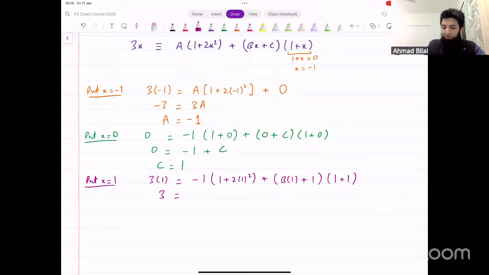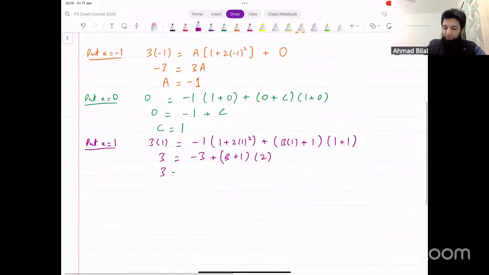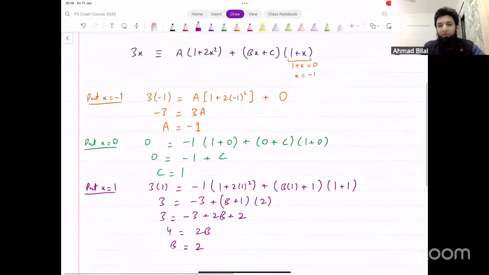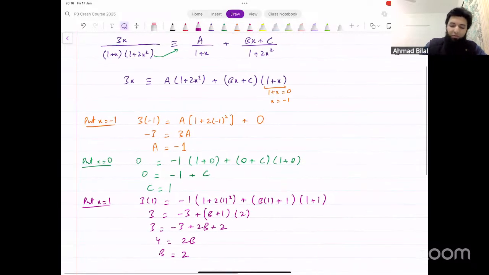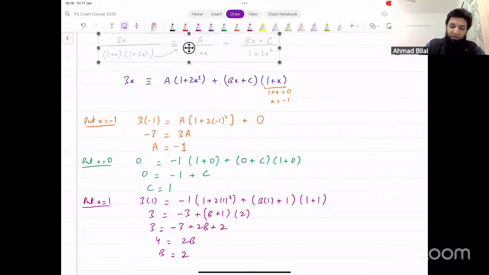Let's simplify this. 3 equals -1 into 3, which is -3 plus b plus 1 times 2. 3 equals -3 plus 2b plus 2, and 2b equals 6 minus 2, which is 4, and b equals 2. That's the value of b that we were looking for. So we found a, b, and c. So we know what our partial fractions are now. We can input them there, and that's our final result.